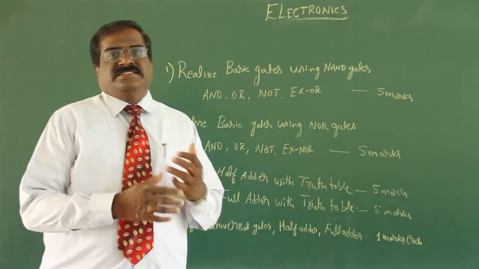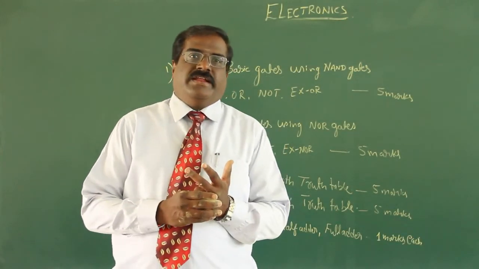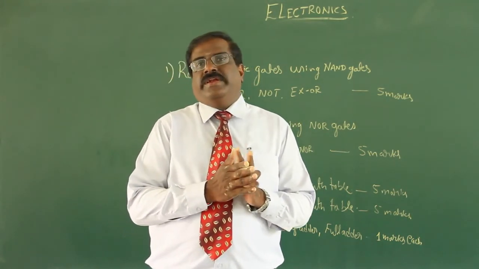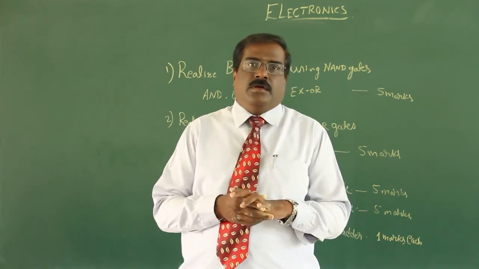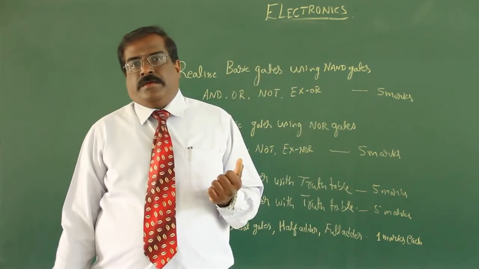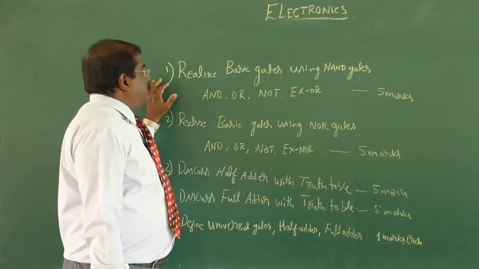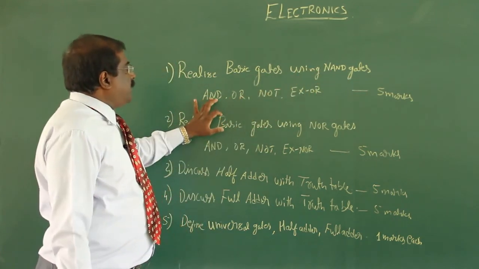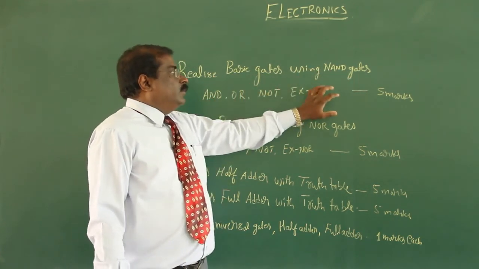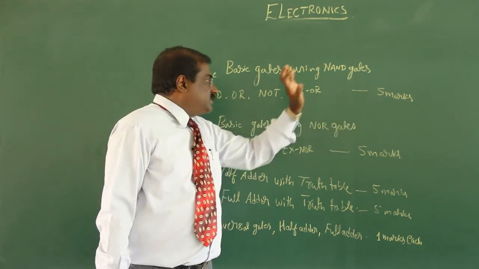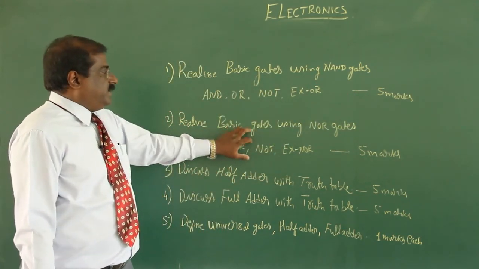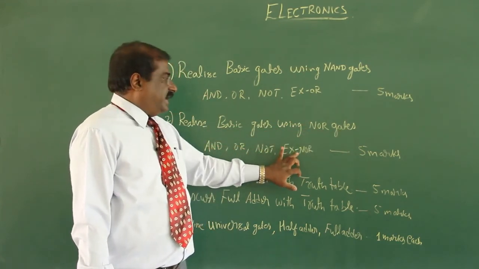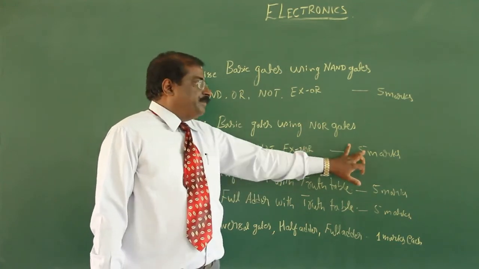In this class what we have discussed is universal gates, half adder, full adder. Universal gates, NAND and NOR, what we had realized with respect to the basic gates, and the half adder and the full adder. So how will the question appear? Realize basic gates using NAND gates, that is AND, OR, NOT, XOR, with truth table, you will get 5 marks. Or else realize basic gates using NOR gates, AND gate, OR gate, NOT gate, XNOR gate with truth table, 5 marks.